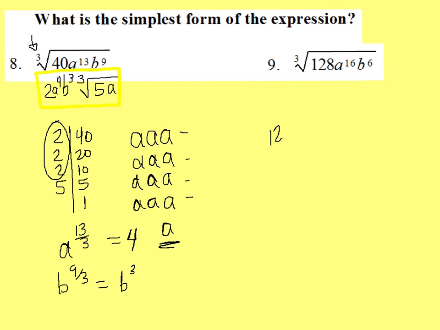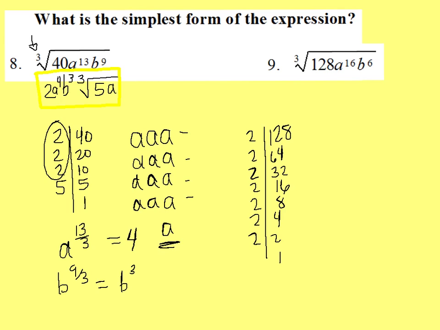So the number 128, we'll use our border method. Say 2 goes into 128 64 times. 2 goes into 64 32 times. 2 goes into 32 16 times. 2 goes into 16 8 times. 2 goes into 8 4. 2 goes into 4 2. And 2 goes into 2 1.